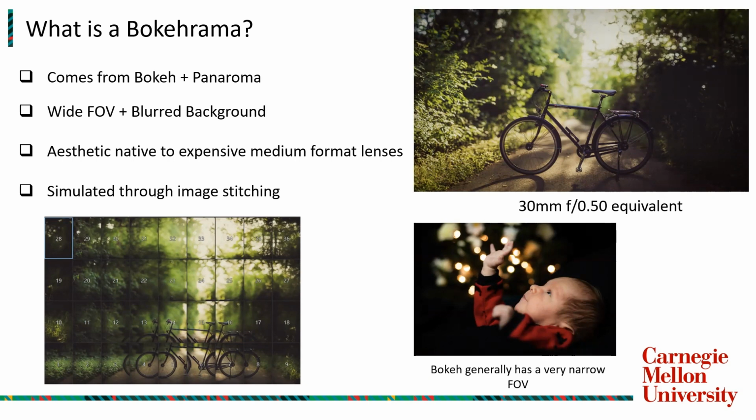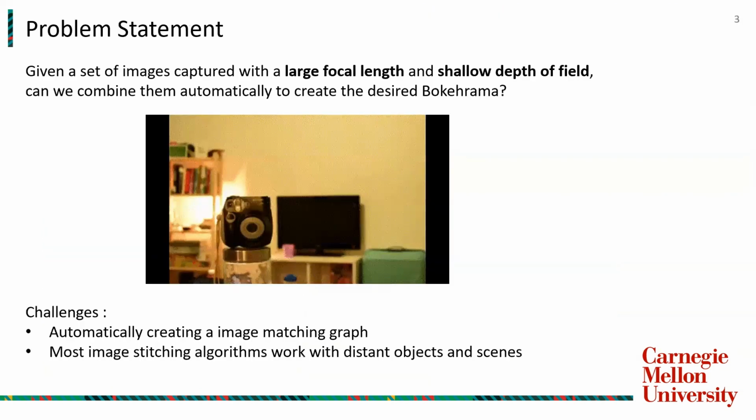So we know that bokeh generally has a very narrow field of view. To get this pleasing effect where there is a very shallow depth of field, we have to focus on the subject and we don't have much of the background. So Bokehrama tries to encounter that with this very pleasing effect, which gives the effect of using a very expensive medium format lens. To simulate this, we have to take a bunch of images using some zoom lens, and then we stitch them together using some software. This is a very manual process requiring a lot of manual intervention.